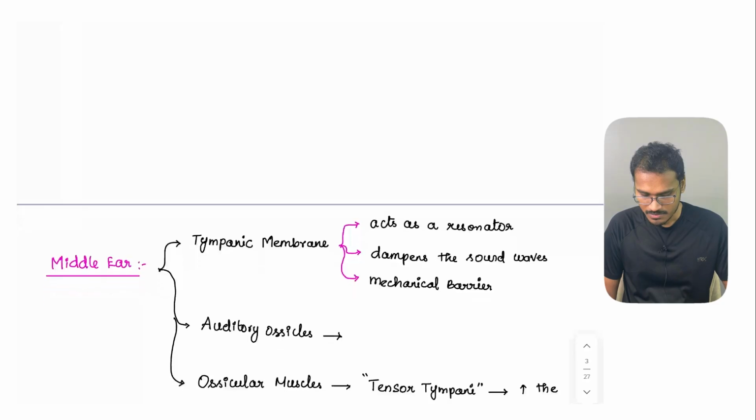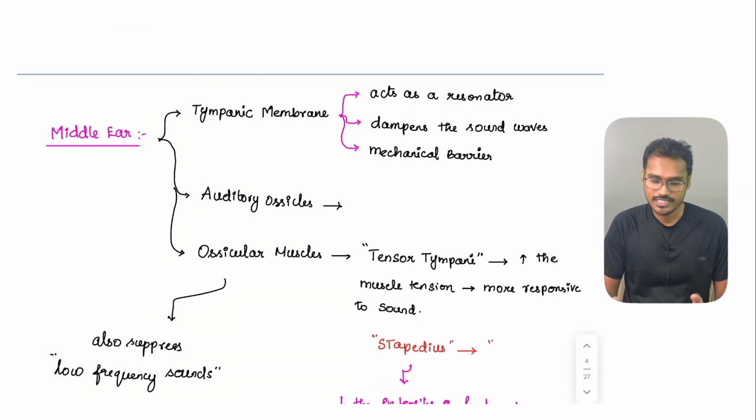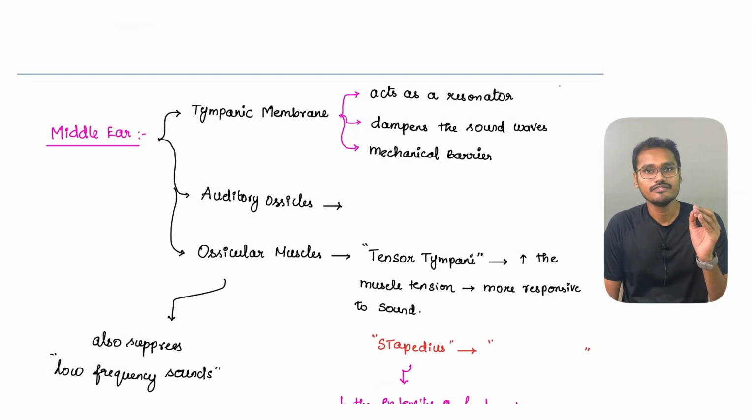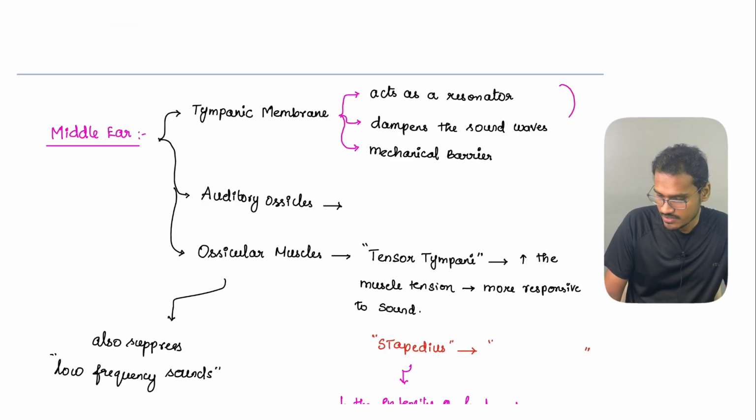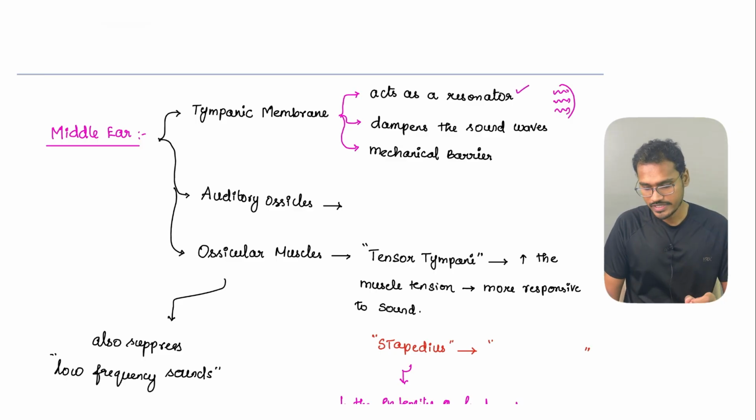So what happens in the middle ear? The middle ear, as we have seen, has a lot of parts. The first one is the tympanic membrane. The sound waves traveling will hit the tympanic membrane, and this tympanic membrane can act like a resonator. It can also dampen the sound.